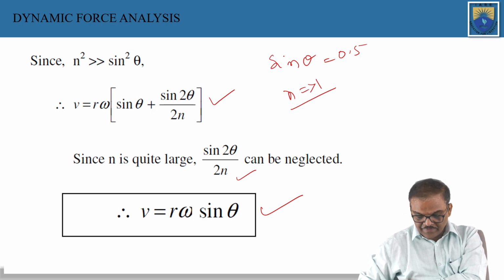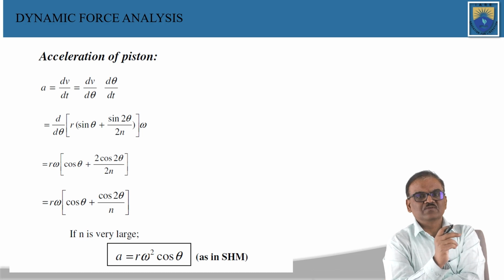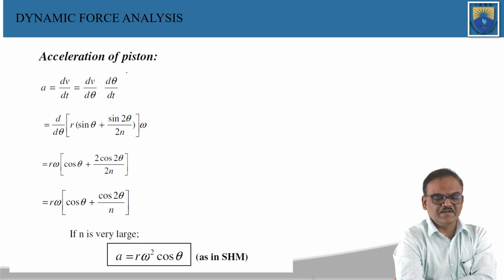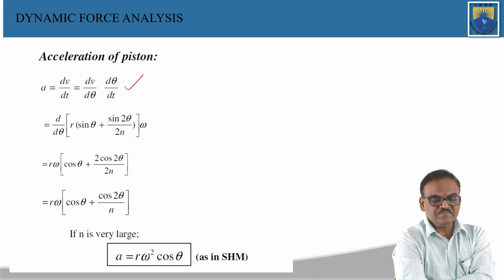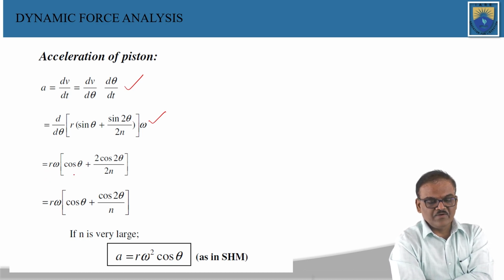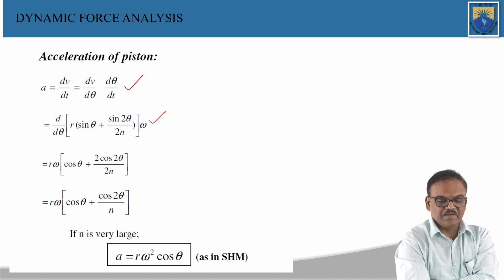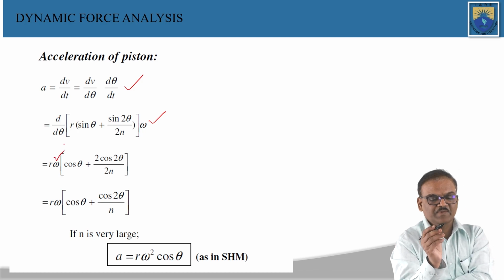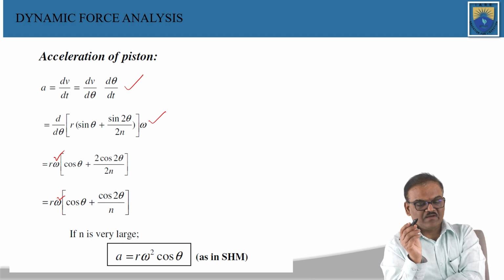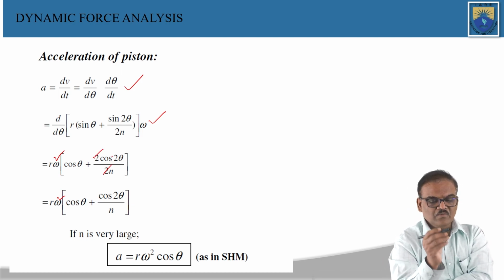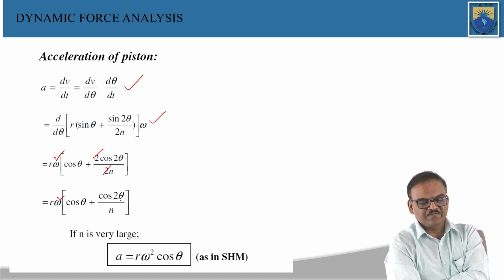Further, if we have to get the acceleration of the piston, it is equal to dv by dt, that is dv by d theta into d theta by dt. This is again a chain rule. So d by d theta of r into sine theta plus sine 2 theta by 2n, into omega. Omega comes over here: r omega into cos theta plus 2 cos 2 theta by 2n, and since omega is already there, it becomes r omega square cos theta plus 2 cos 2 theta by 2n, where 2 and 2 get cancelled. Therefore, r omega square into cos theta plus cos 2 theta by n.